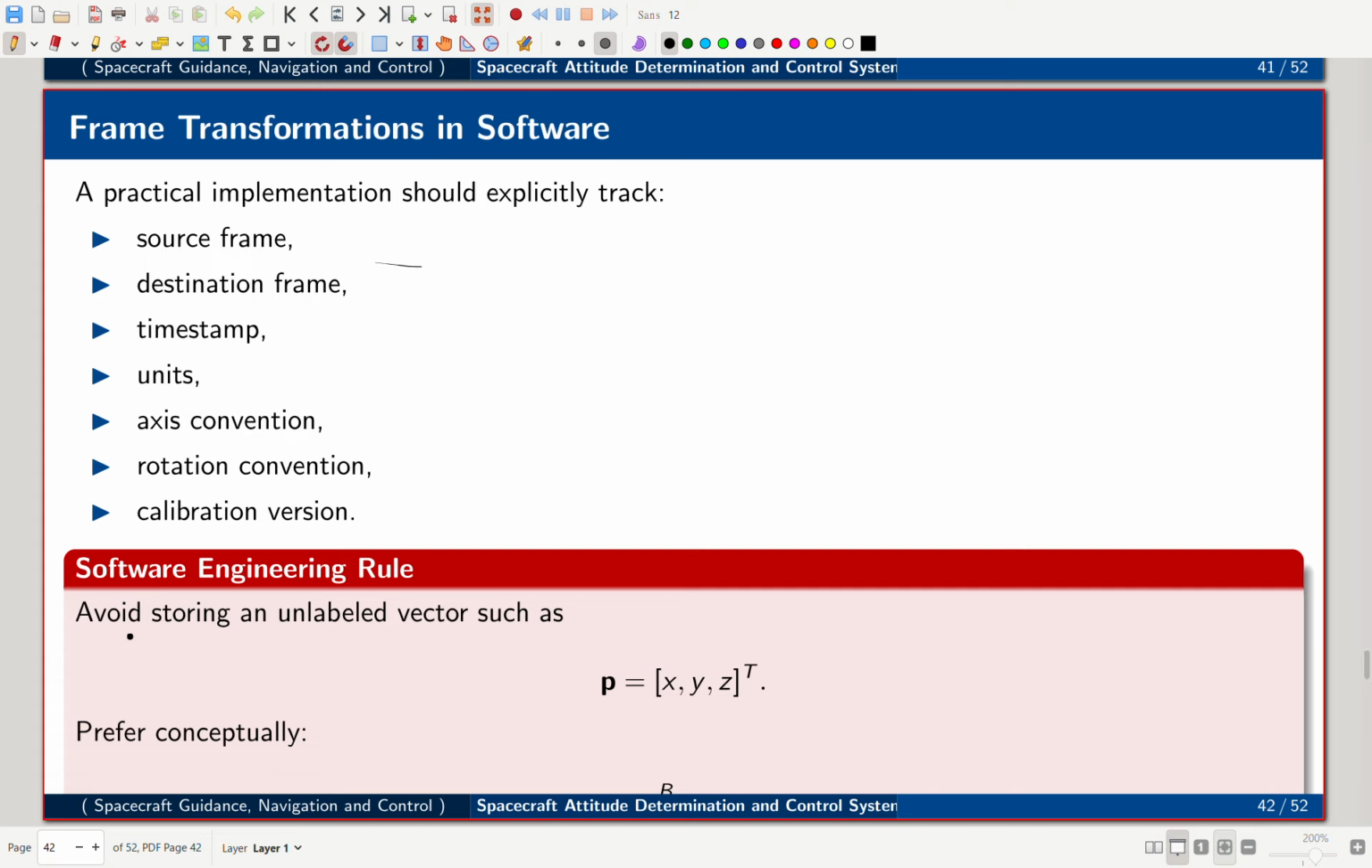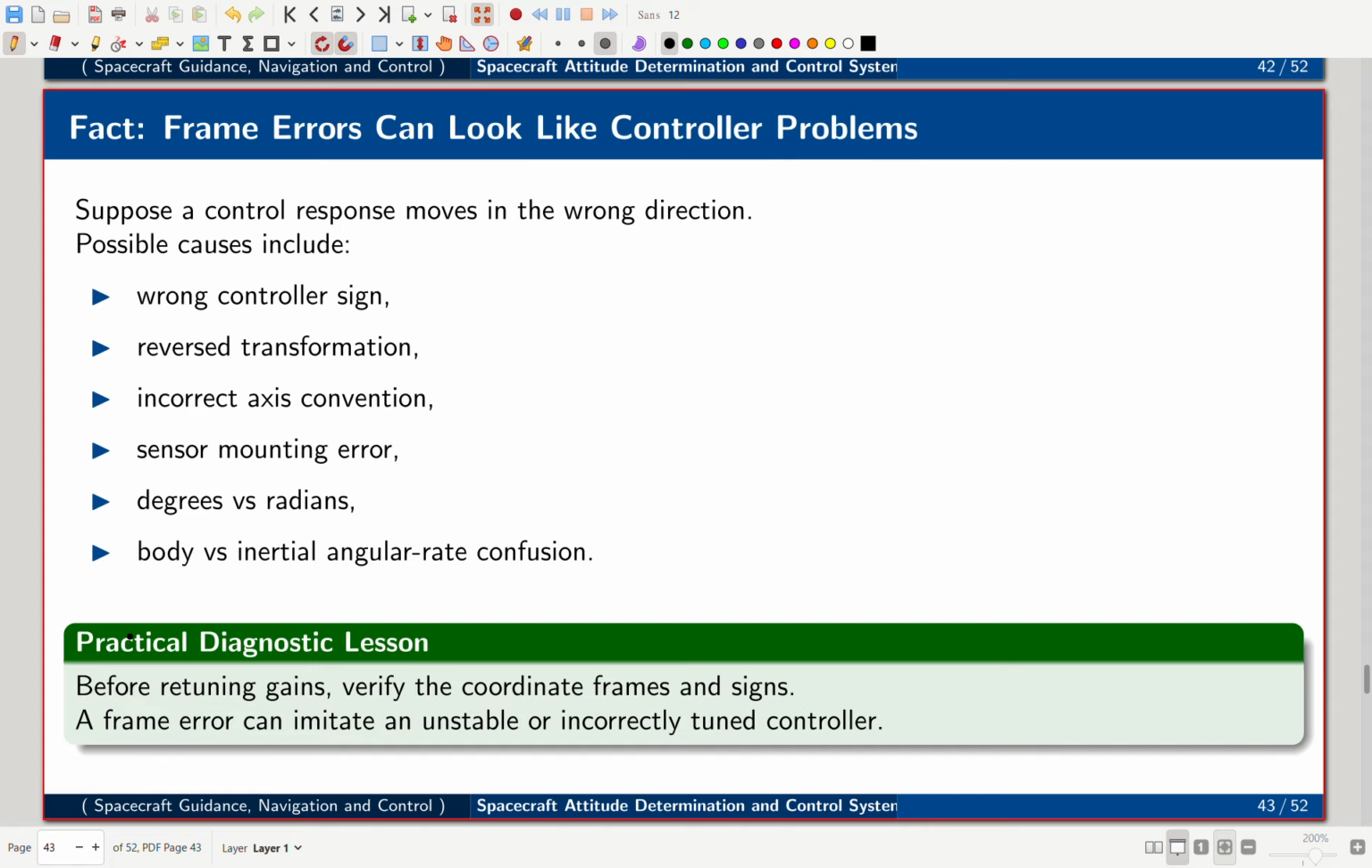All right. So for frame transformation in software, the practical implementation should explicitly track the source frame and destination frame, time stamp, units, axis convention, rotation convention, and calibration version. This is also important, because something may change and we should be aware of it. So the software engineer's role is to avoid storing an unlabeled vector, which is very difficult to understand: where is this point, and in which frame?